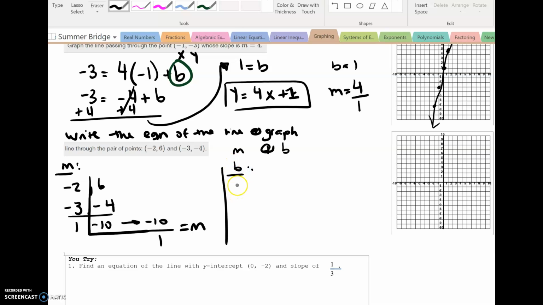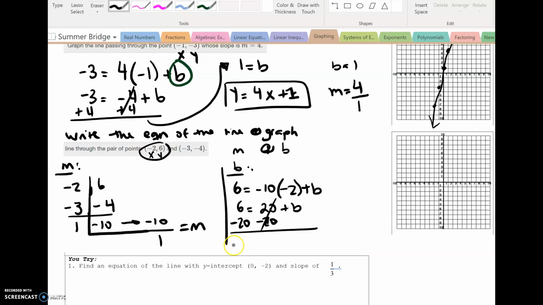So I am going to use one of my 2 points. Doesn't matter which one, I'm going to pick that one. And that's going to be my x value, and that's my y. So my y is 6, and that's equal to my slope, which is -10, times my x value, which is -2, plus b. So now I'm going to do my multiplication, so it becomes +20 plus b. And then I'm going to subtract 20 from both sides of the equal sign. That cancels, and it becomes -14 is equal to b.